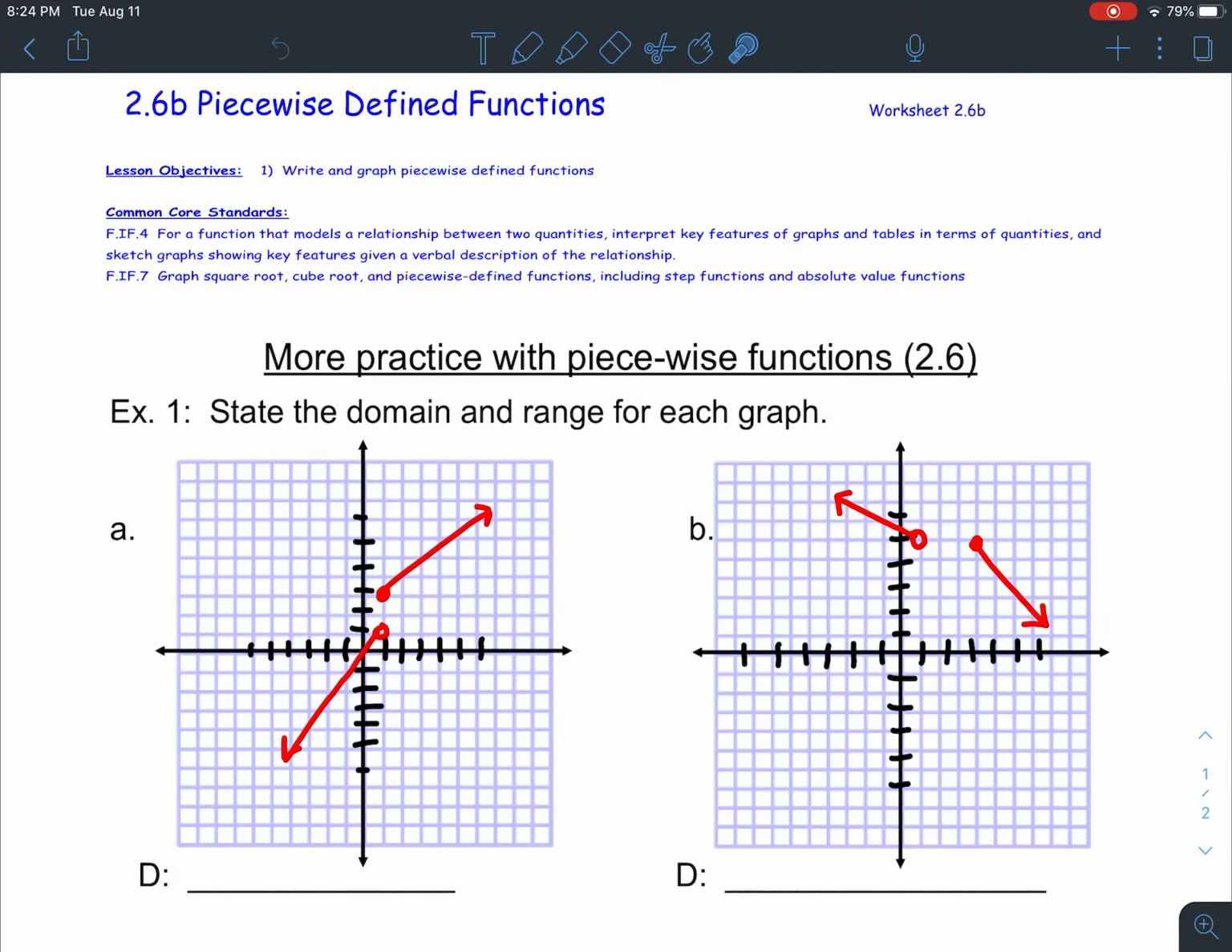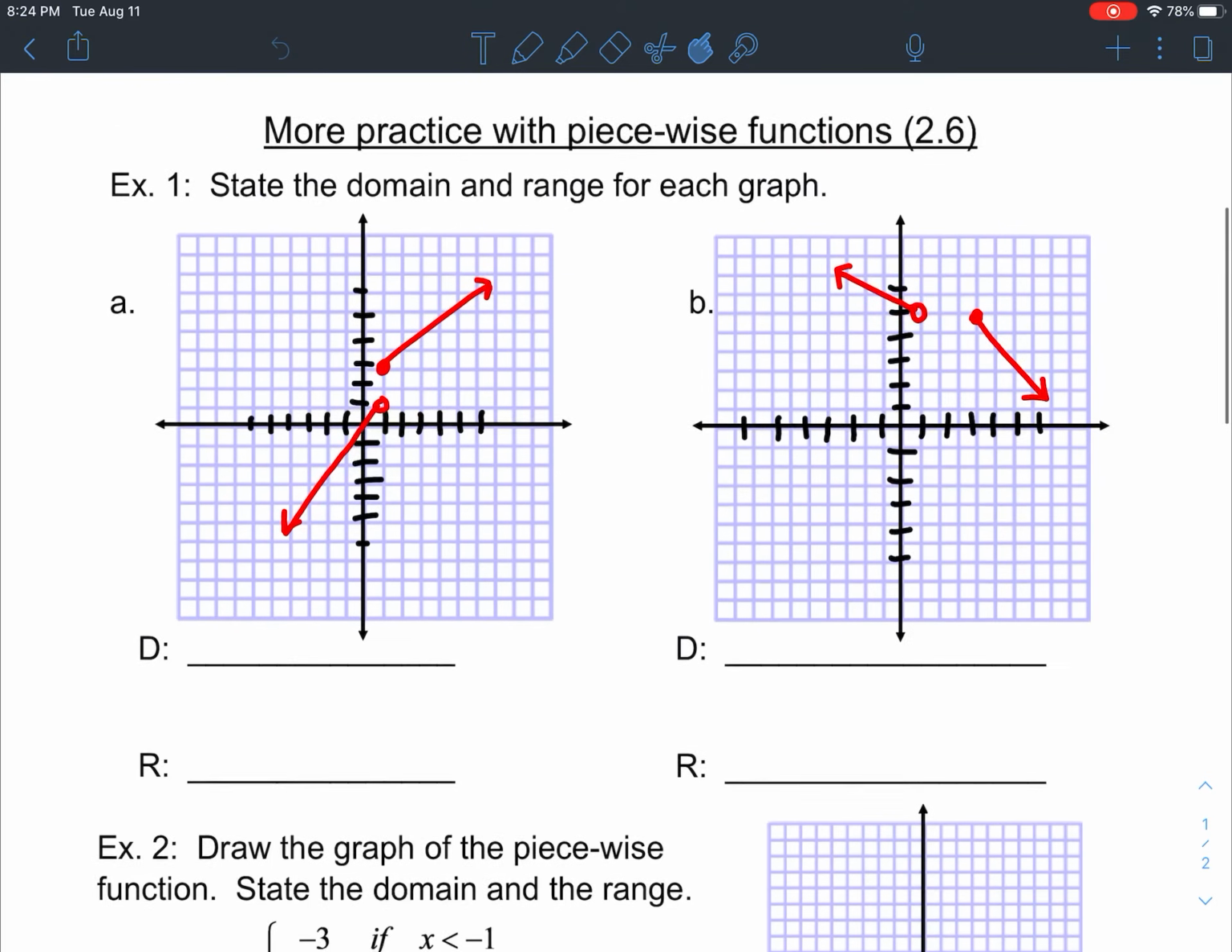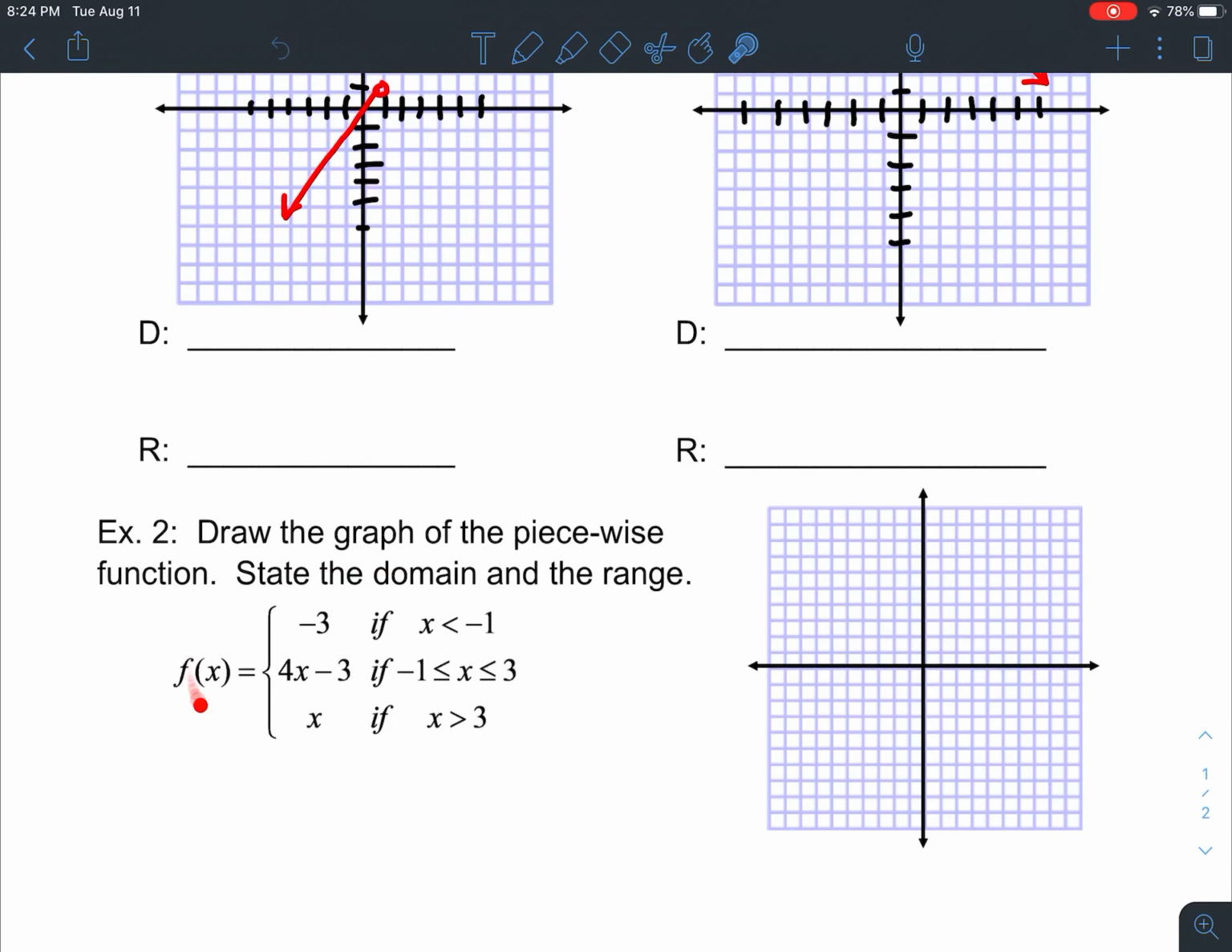All right, 2.6b, continuing on here discussing piecewise defined functions. Yesterday we learned that a piecewise function is essentially a function made up of two or more pieces. Those pieces can be rays or they can be segments. We also did the problem two ways. One, we were given the equations.